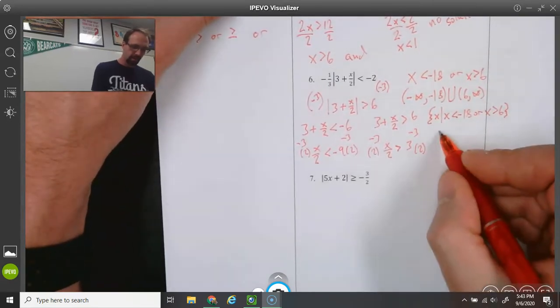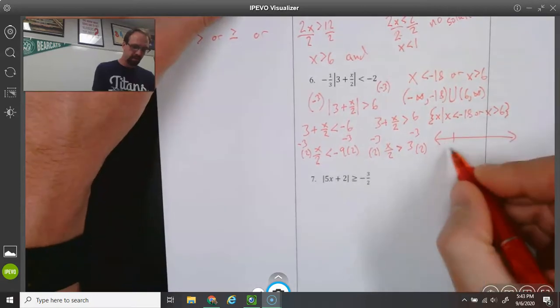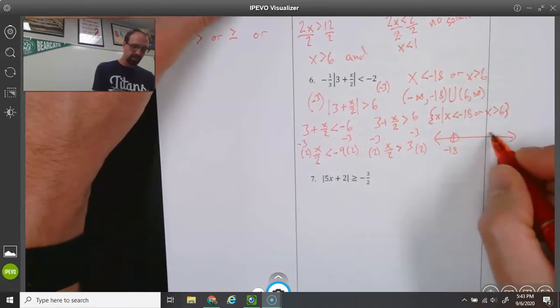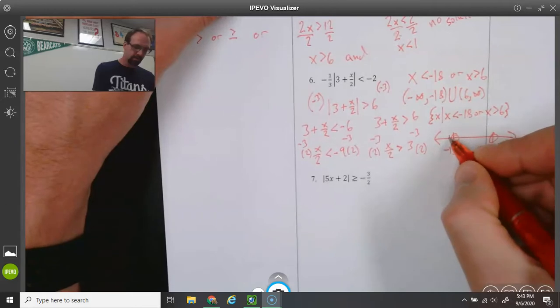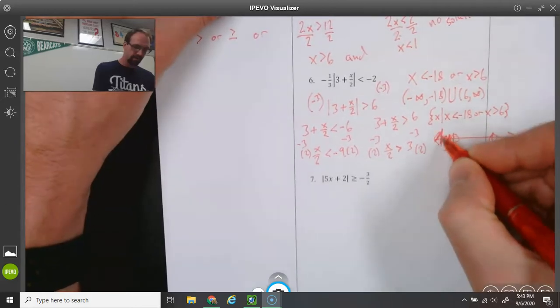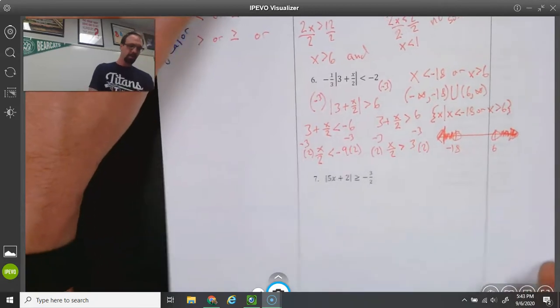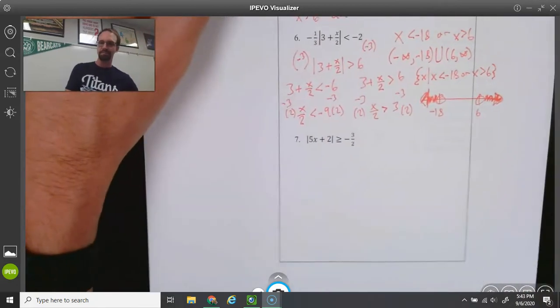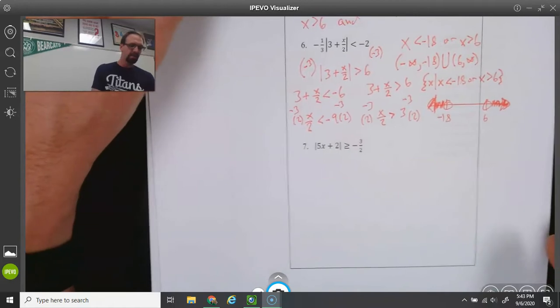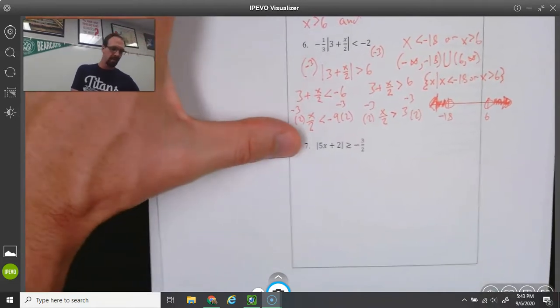And then on the number line, negative 18, 6, shading this way, shading this way. There we go. Number 7. So again, this is very similar to number 2, talking about the absolute value.